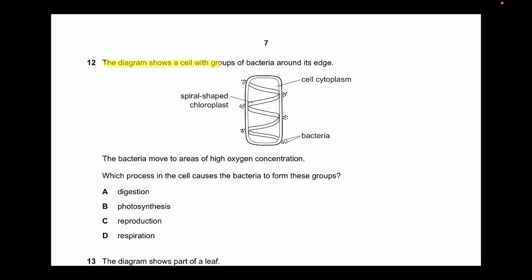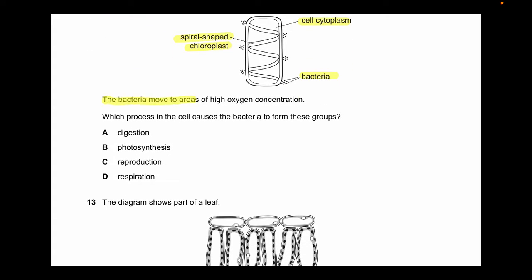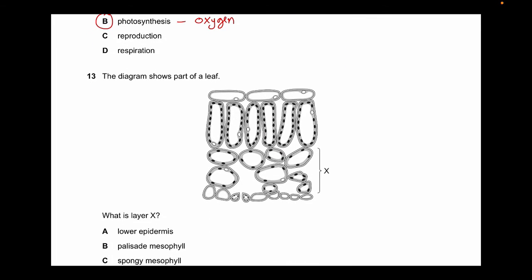The diagram shows a cell with groups of bacteria around its edge. We can see the spiral-shaped chloroplast, the cell cytoplasm, and bacteria. The bacteria move to areas of high oxygen concentration. Which process in the cell causes bacteria to form these groups? Guys, we know photosynthesis produces oxygen as a byproduct. So definitely photosynthesis will be the reason why the bacteria cluster near the chloroplast.